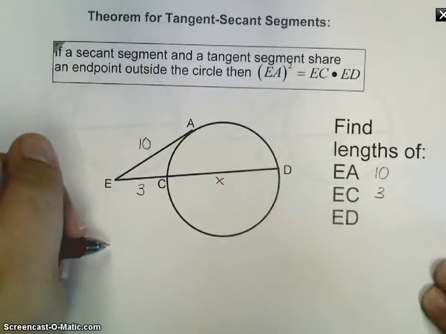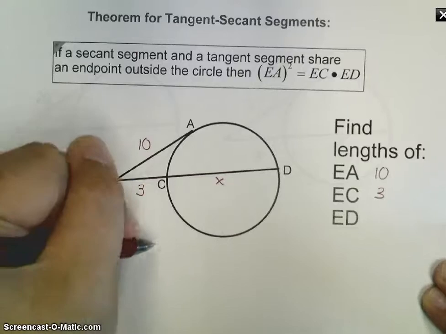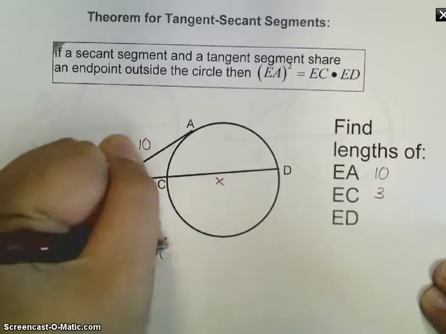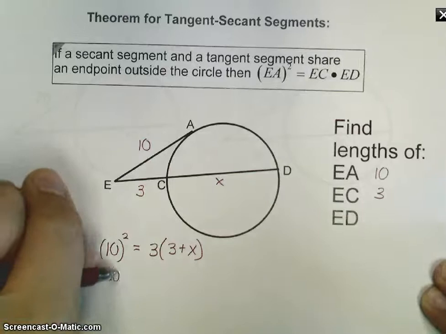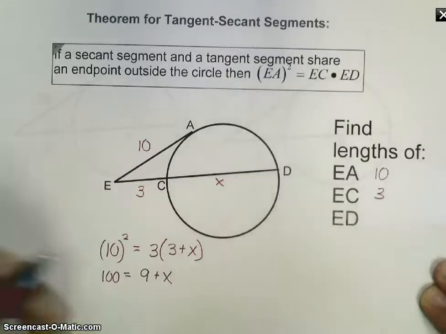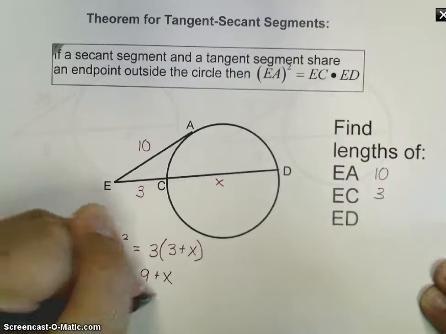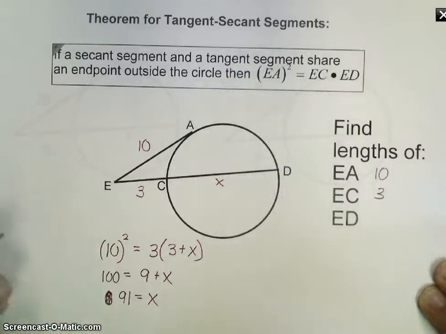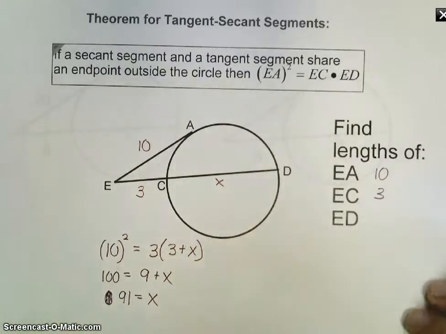To find ED, I would take my tangent segment and square it, and it will equal 3 times my entire segment, 3 plus x. Well, 10 squared is 100, and this ends up being 9 plus x. Solving this would give me 91 equals x, and that would be it. No, I messed something up. Let's go back and check this out.